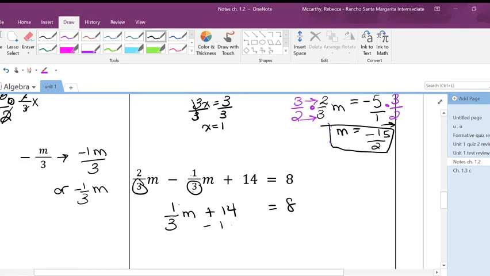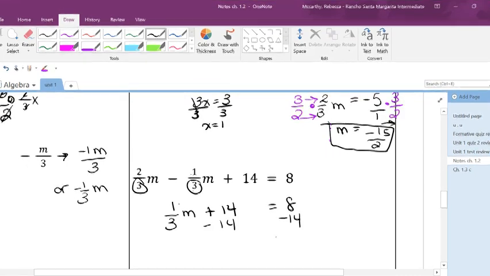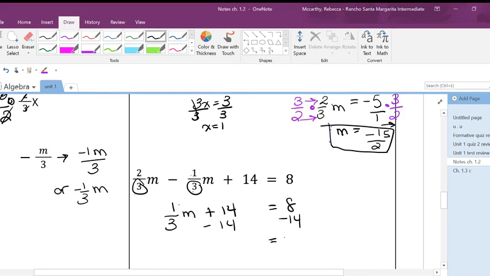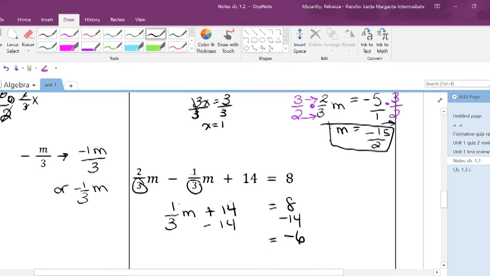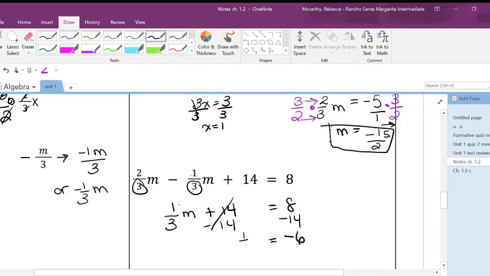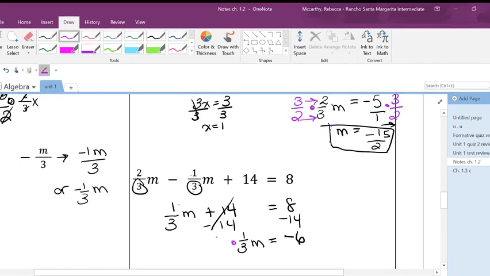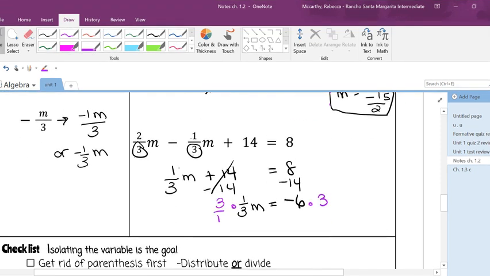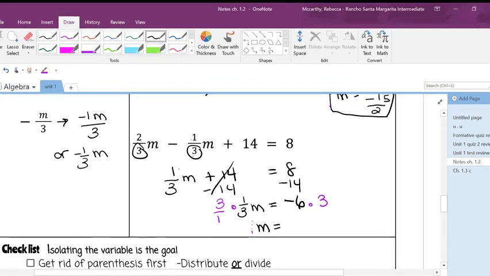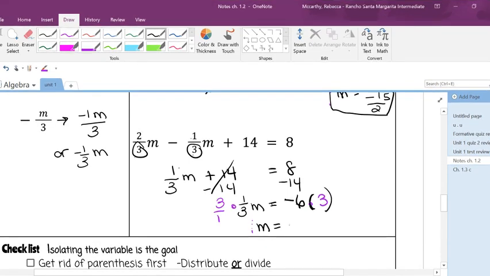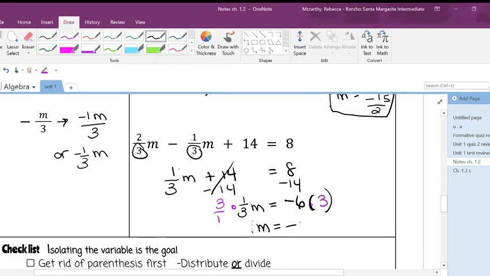Then I'm going to subtract 14, and that gives me a -6. Crosses out, and I get 1/3 m. Now I'm going to multiply by its multiplicative inverse. Use that property, or just multiply by the reciprocal. This becomes a 1m. We don't need the 1. A negative times a positive is a negative, and 6 times 3 is 18.